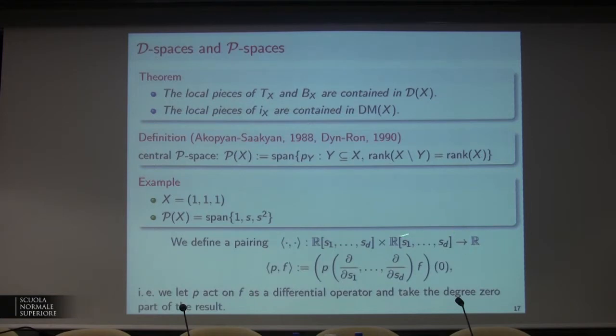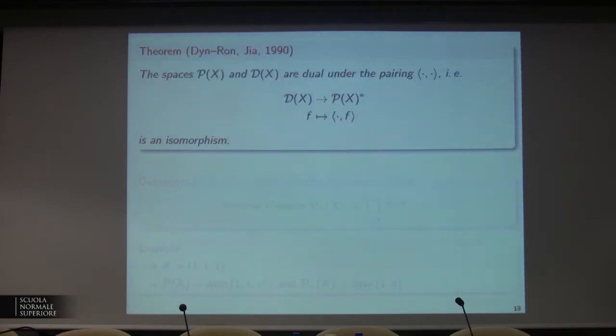Okay, the next thing we want to do is define a pairing. Someone could actually say this lives in the symmetric algebra over the dual space of the space which contains the Dahmen-Micchelli space. Then we can define this pairing by taking two polynomials, turning the first one into a differential operator, letting it act on the second one, and taking the constant part of whatever remains. Under this pairing, P and D are dual spaces.